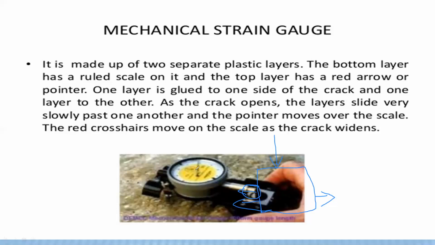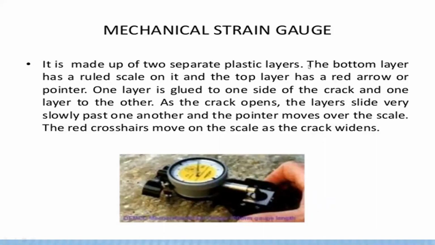Automatically the pointer should be moving. We can calculate how much stress is acting on that body by using this mechanical strain gauge. In this mechanical strain gauge, we are using a mechanical connection between this object and the strain gauge device, and a mechanism is also used. So that is the working of the mechanical strain gauge.